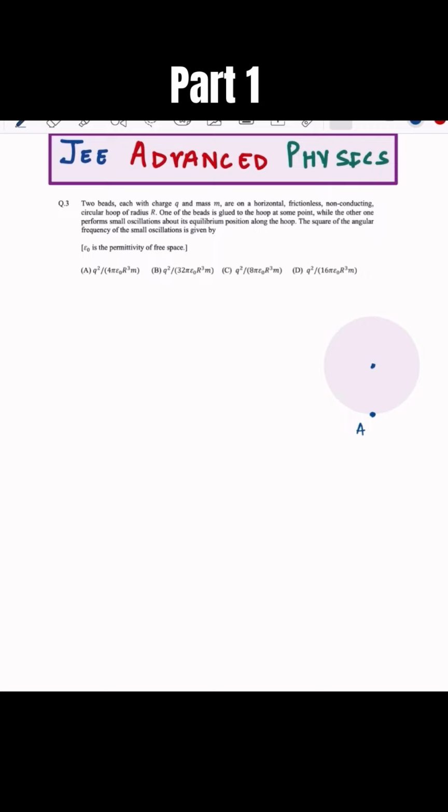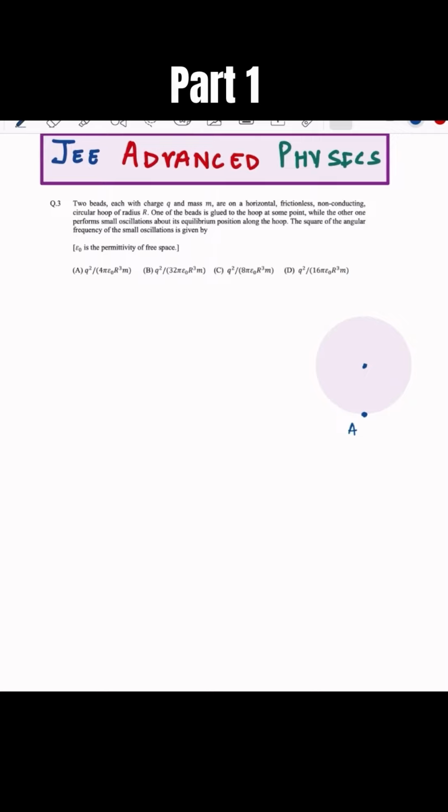This is the center. One of the things you need to think about is where the equilibrium point is. The equilibrium point is where there will be the minimum repulsive force, and you can see the minimum repulsive force would be here, at the other end of the loop. So the other bead will be oscillating around this position, right?